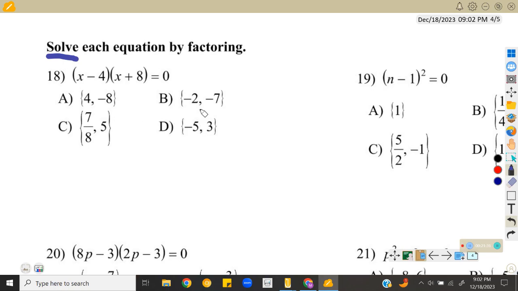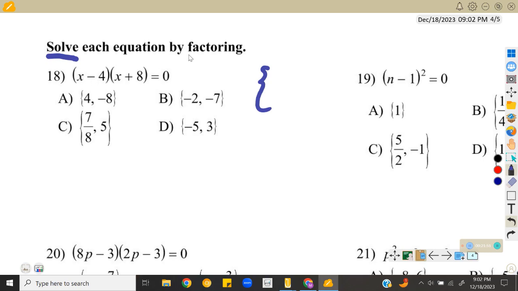So they're giving us this ordered, not an ordered pair. What it's giving us is in curly braces, right? This symbol right here that we call curly braces, okay? Inside of these braces, we have two values that would represent the different solutions to this, okay?